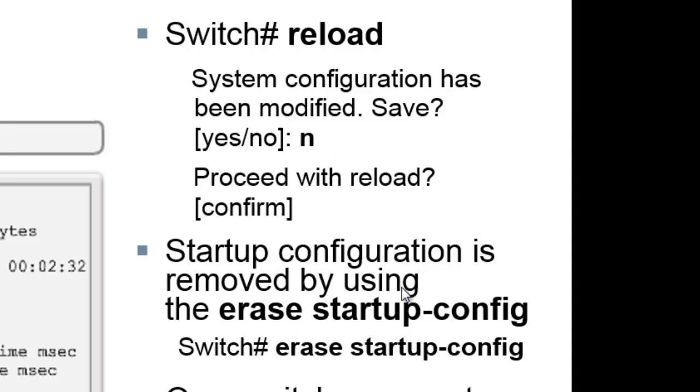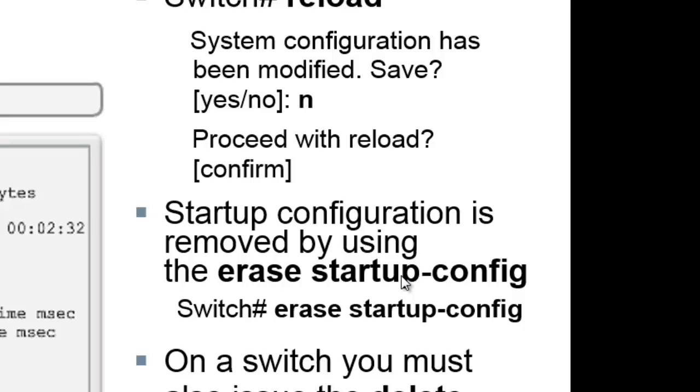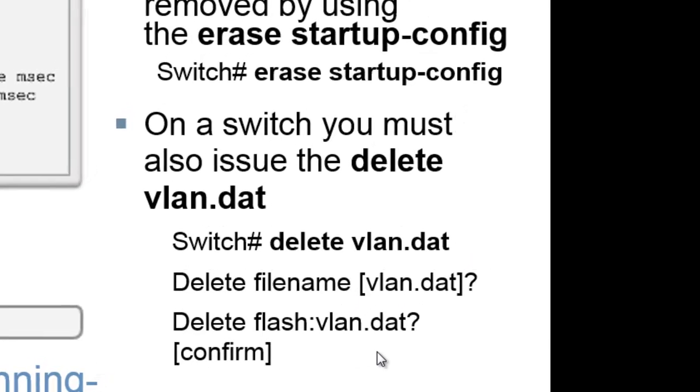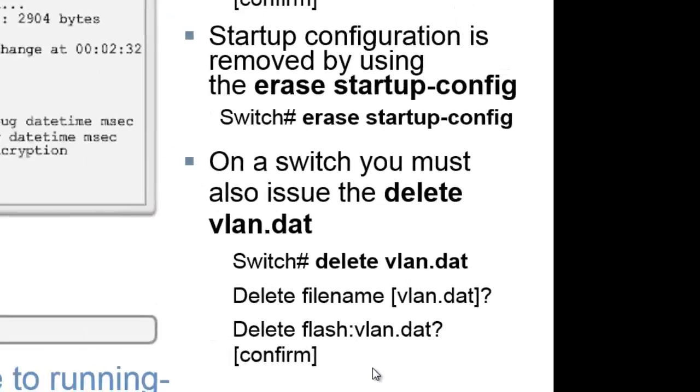Startup config is removed by using this command. Use with care on a live device in a live environment. Erase space startup-config. So that would get rid of the one that's saved, but whatever's in current memory would still be there. You would just have to save it before you turned off the machine. On a switch, you must also delete vlan.dat. Here's how you do that. And it says, do you want to delete it? Sure. And then it goes ahead and does that. You hit confirm, which would be the enter key.